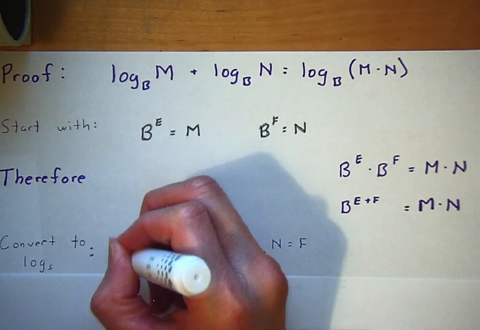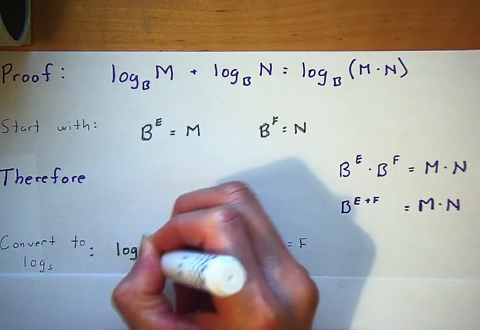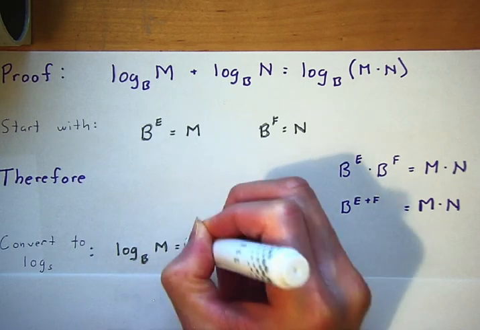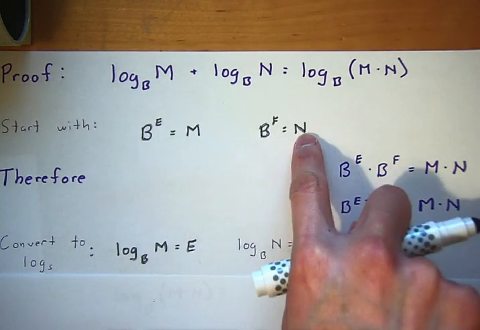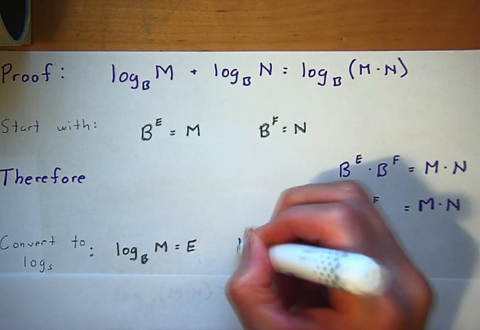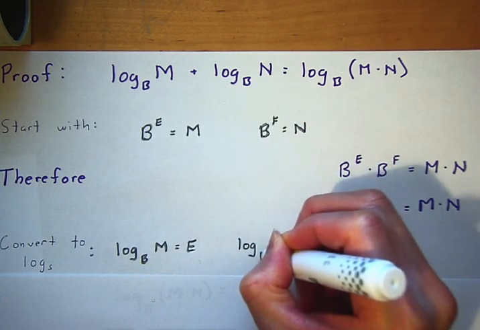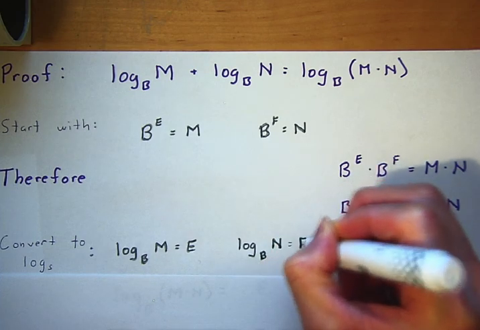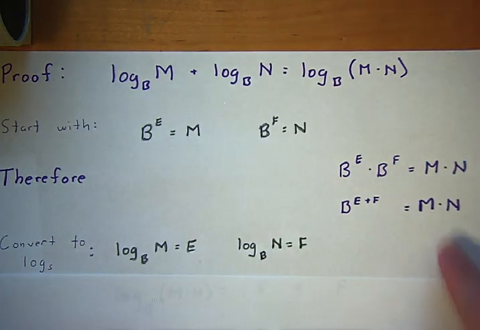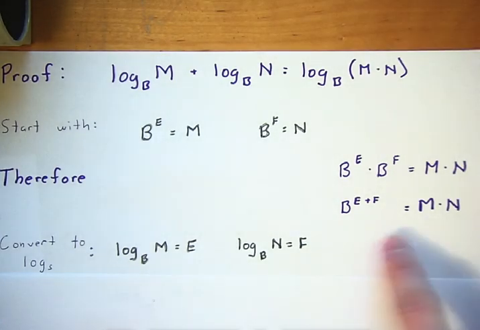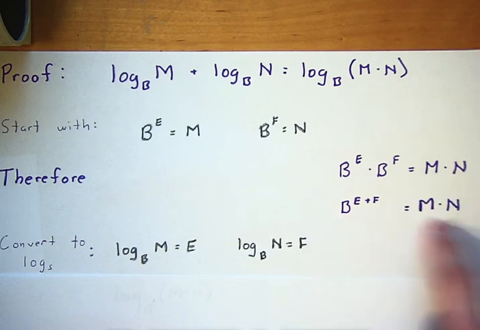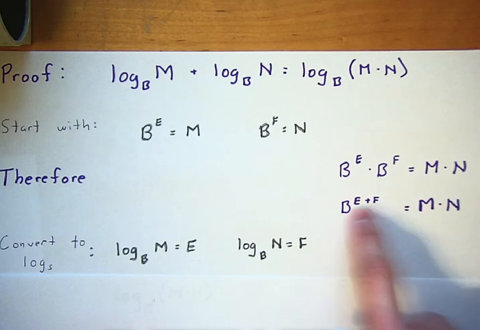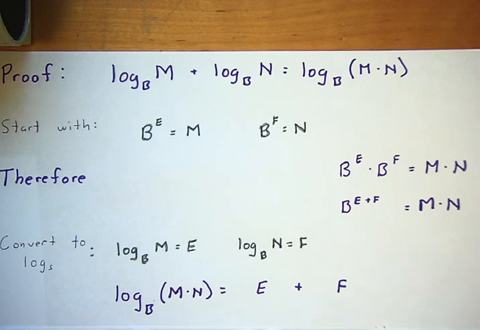So log base B of M equals E. Okay, same thing here. Log base B of N equals F. Okay, and doing that to this is log base B of this, M times N, is equal to this, E plus F. And I just wrote that down here.